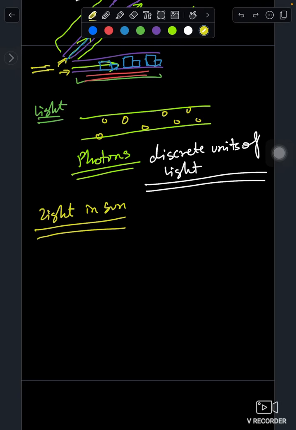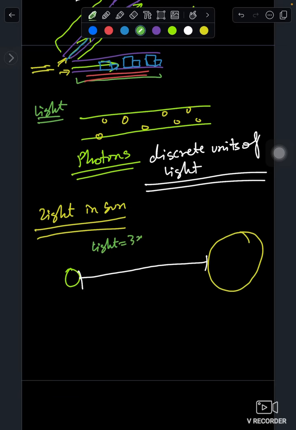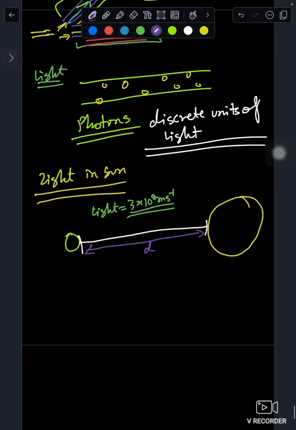The distance between the sun and our planet Earth is a lot. And we know that light travels at 3 times 10 to the power 8 meters per second. So this is how fast it travels. So this distance is the distance between Earth and Sun, d.